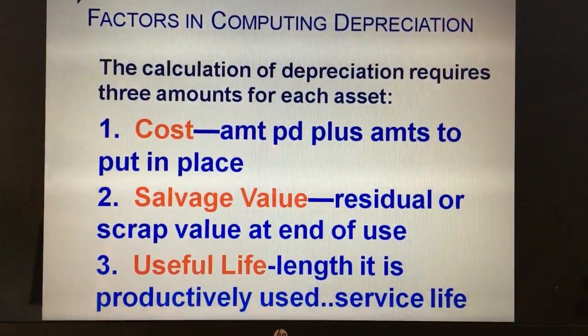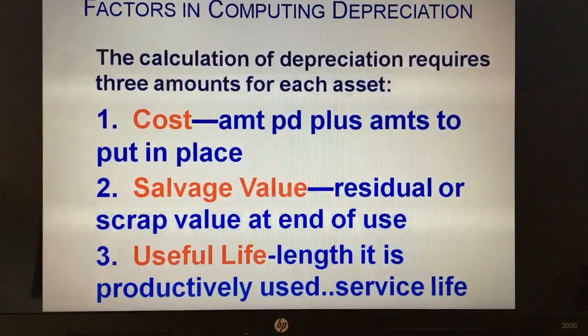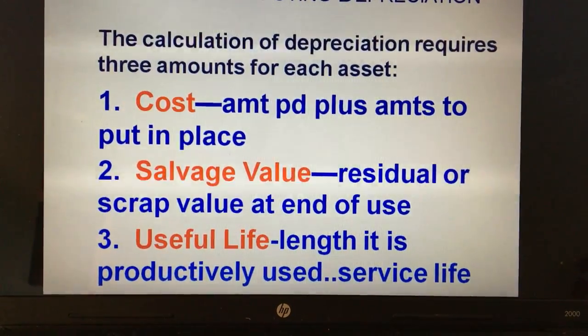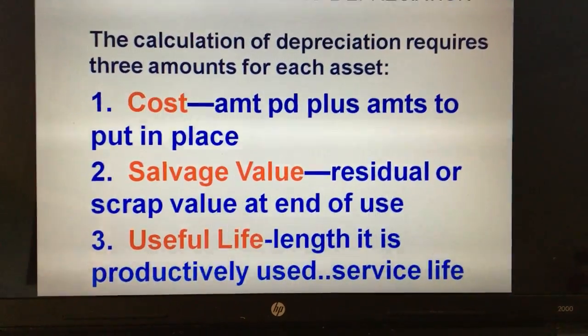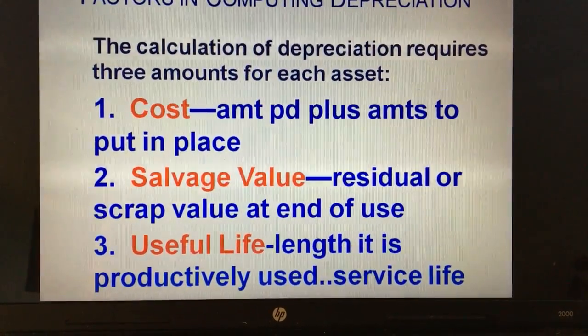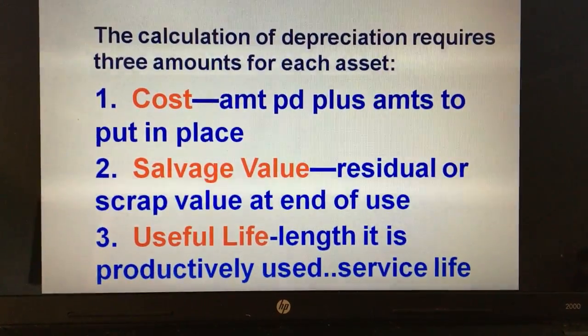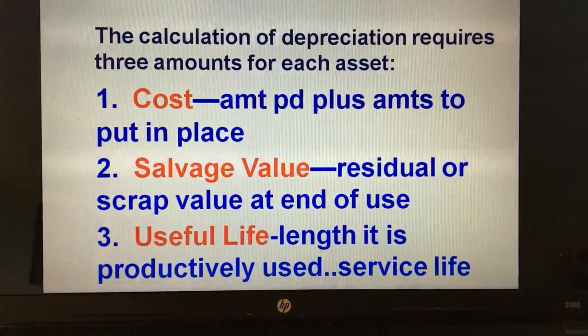If you buy a machine, you have to install it, you would include the cost. Okay? You need to know the salvage value of that asset, what you think you can get for it at the end of what we call the useful life. And the useful life is how long do you think you can use that asset.